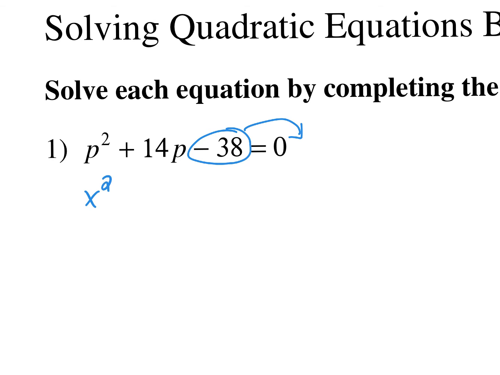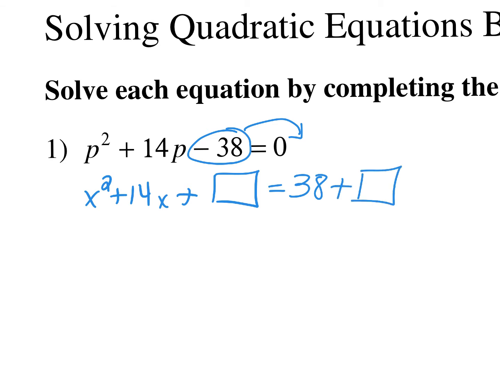So I have x squared plus 14x plus, what am I putting right here? My box. I'm going to complete the square, so I'm putting a square here. We're going to create a perfect square trinomial. And what we do on one side of the equation, we have to do where? So I move negative 38. It becomes positive. And then I have plus my square.